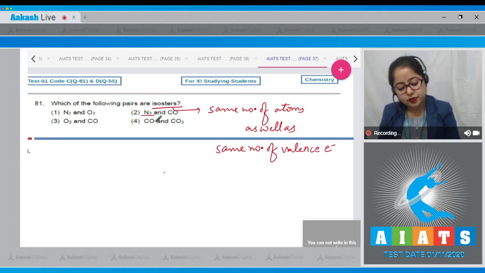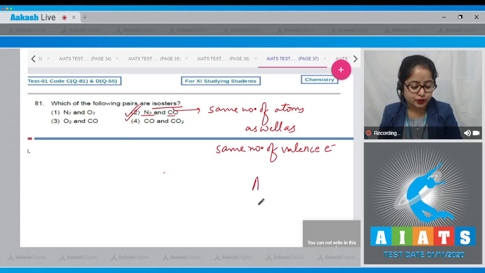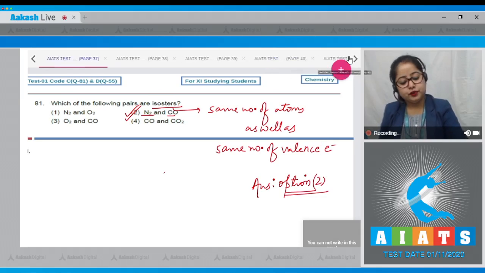And in case of CO and N2, both have two atoms and the number of valence electrons in both, that is N2 and CO, are the same. That means option number 2, N2 and CO are isosters. So the correct answer is option number 2. Moving to the next question, which is question number 82.